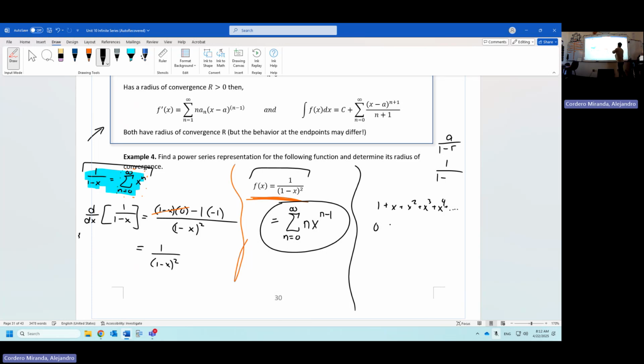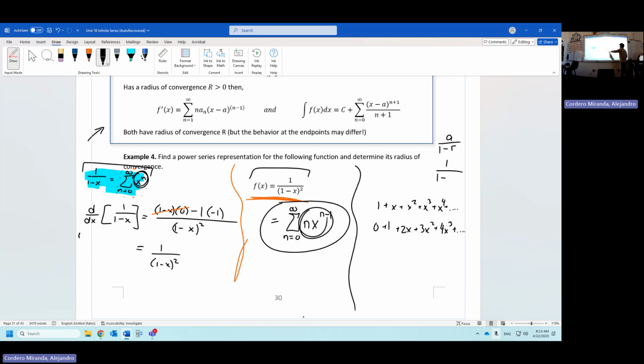Derivative of 1 is 0. Derivative of x is 1. Derivative of x squared is 2x. The derivative of x cubed is 3x squared. And so on. Since it's written out as a polynomial, you're taking the derivative of each term by itself. And if each term looks like this in the original, then each term will look like this in the derivative. I don't know if I'm explaining myself, but hopefully you see the connection.